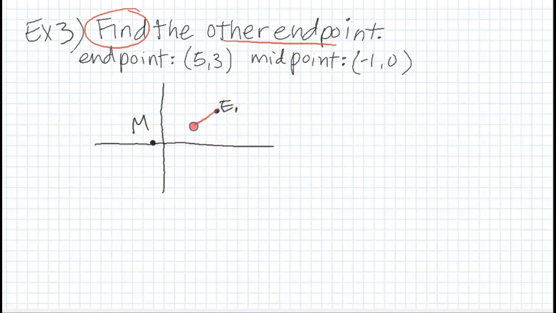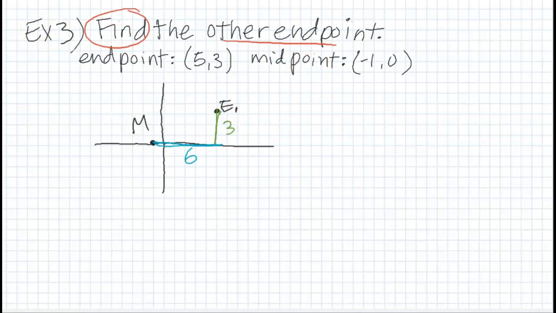What is happening is I have this line that I need to extend and figure out where it ends over here in this direction. Remember, I want the other half of my line segment to have the same distance as from M to E. So I'm still going to be counting that vertical and horizontal distance. From M to E, my horizontal distance is 6, and my vertical distance is 3.